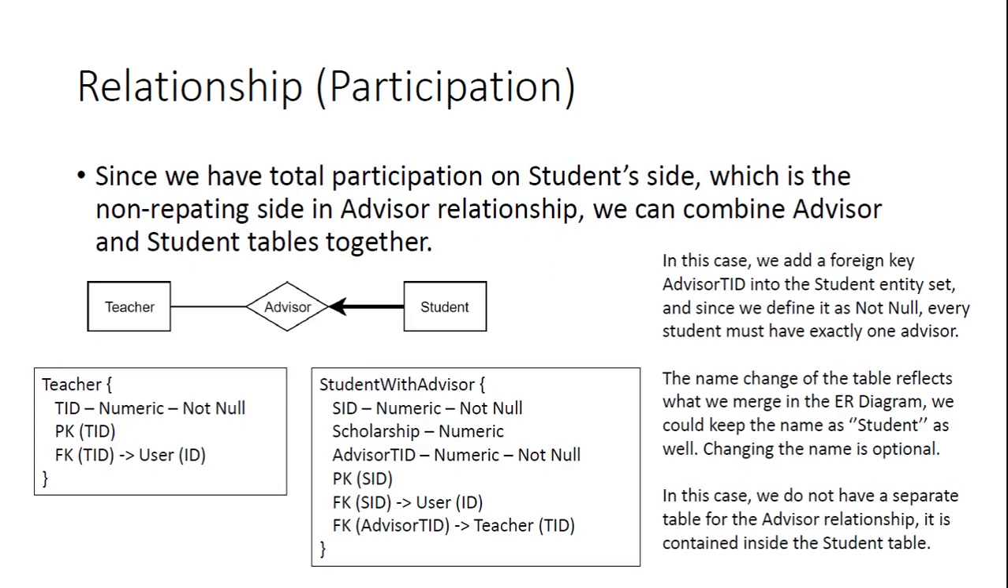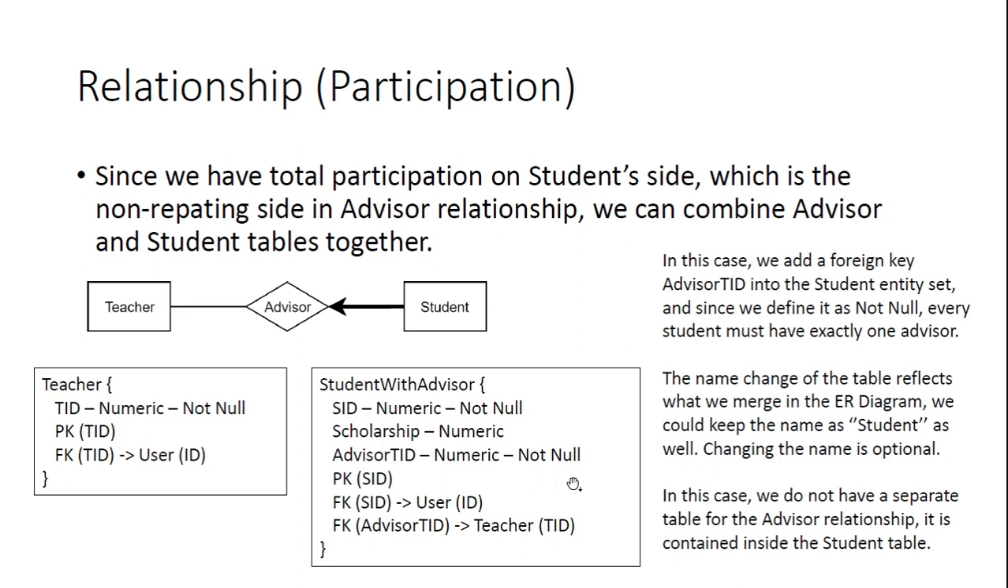But there is also, for example, let's look at this one. For this one, the total participation is actually achieved by this not null constraint, right? If advisor TID is not null, then we say that there is total participation. Without the total participation, we can still merge these two tables because of the one-to-many relationship. But whether it is a good idea will be decided based on for how many of the students there is going to be an advisor.